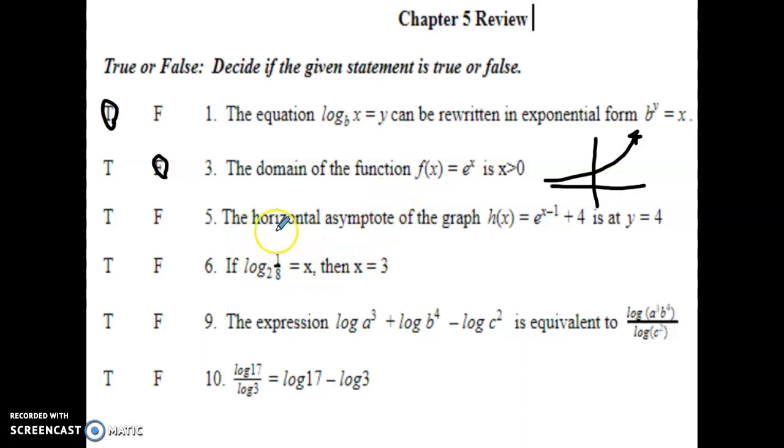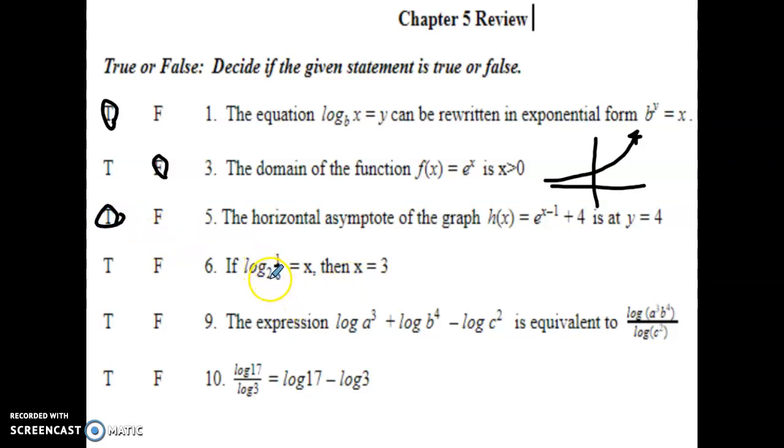The horizontal asymptote of the graph is at y equals 4. When we look at this right here, this negative 1 would shift it to the right 1, and this would shift it up 4. Well, the horizontal asymptote would have been y equals 0, but now it's been shifted up 4. So the horizontal asymptote is y equals 4. So that one is true.